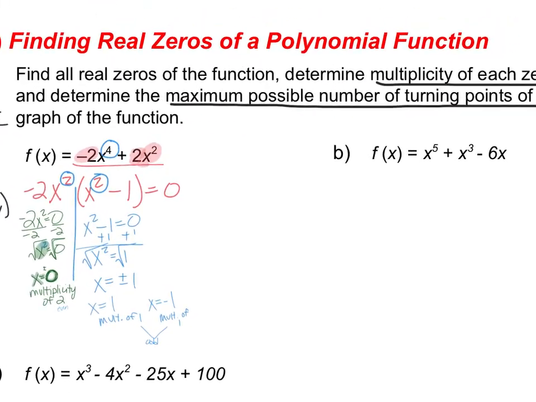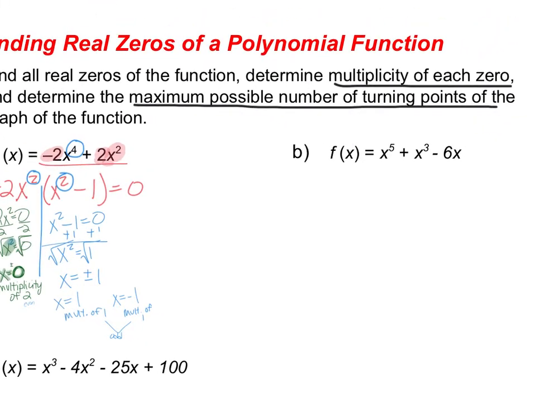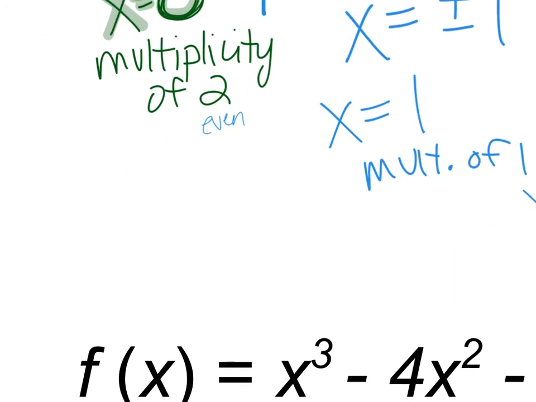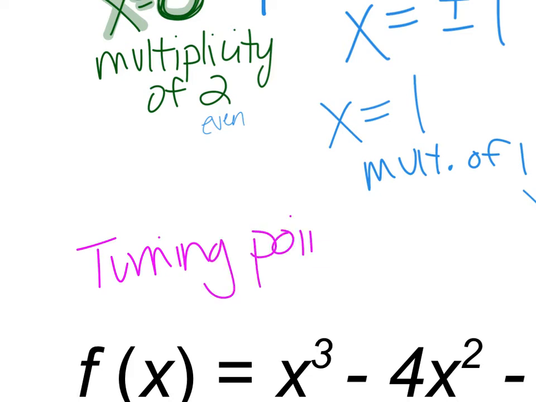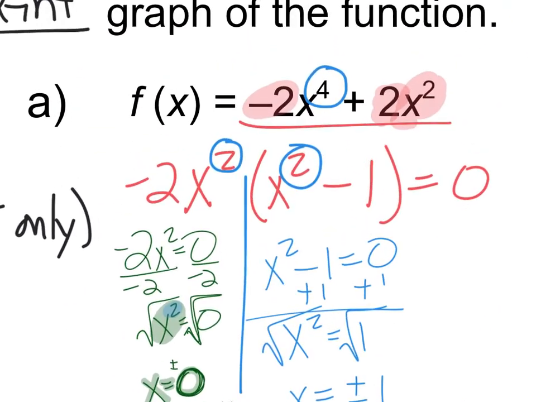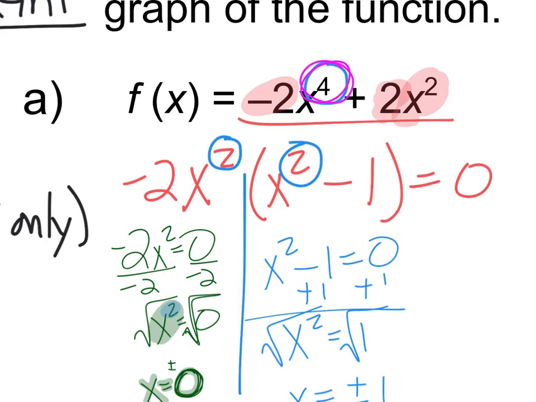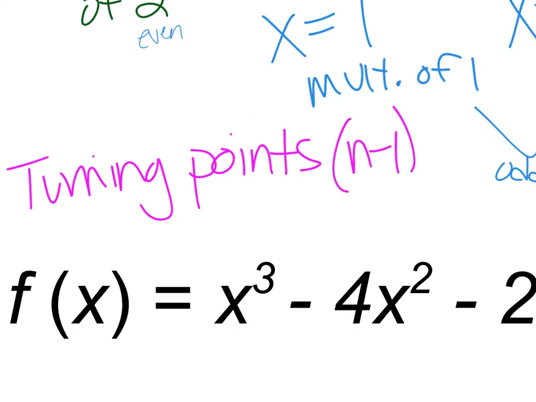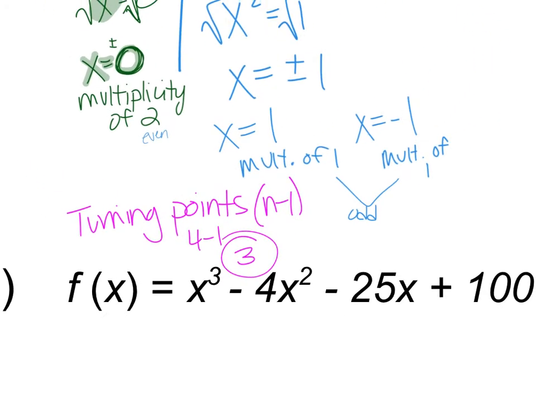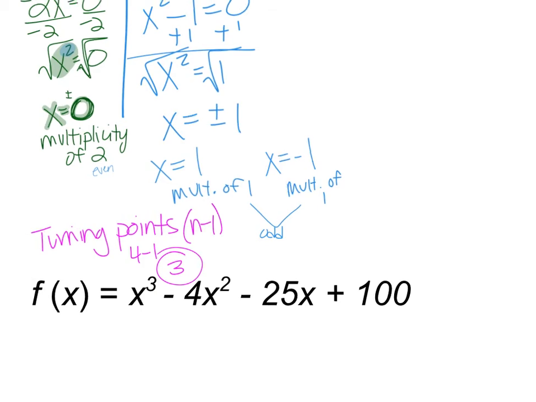And then it's also asking us for the maximum possible number of turning points. So let's answer turning points. And remember, that just comes from n minus 1. So our n value, our largest exponent here, is 4. So we would do 4 minus 1. So turning points would be 3. So 3 possible turning points. So that's where they change direction.